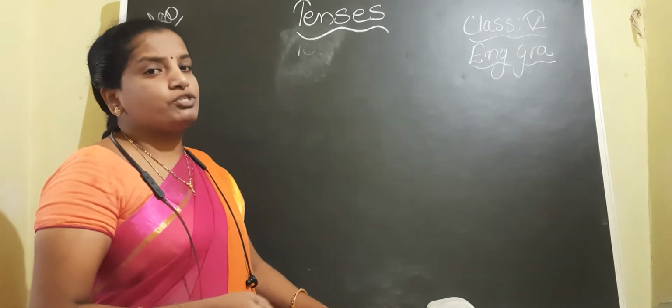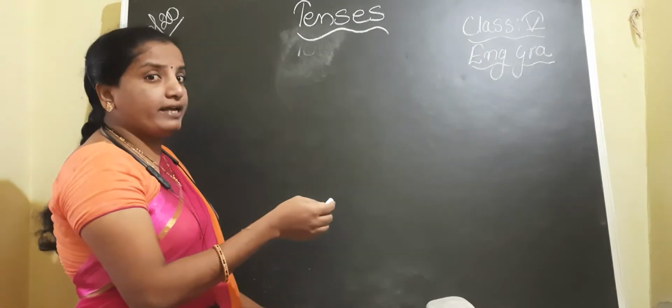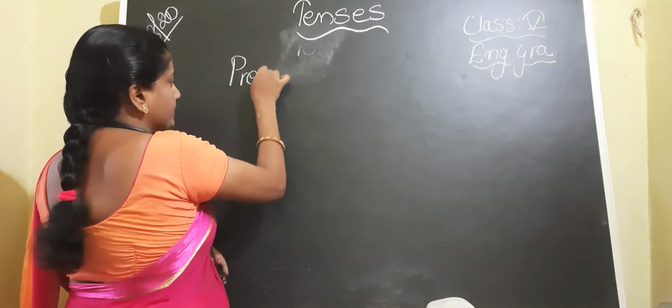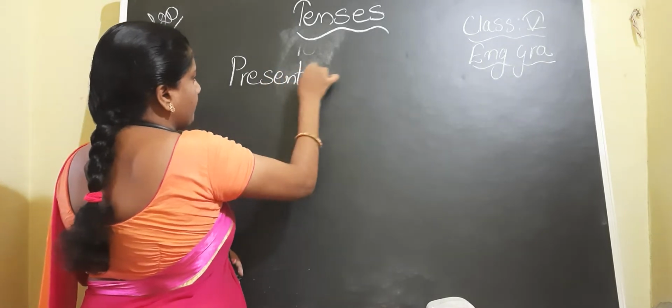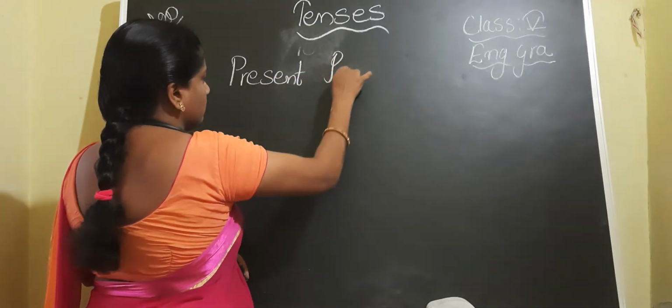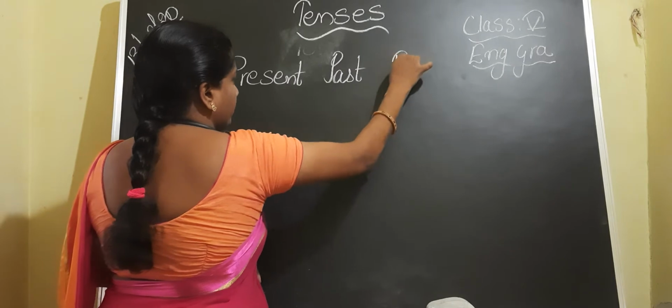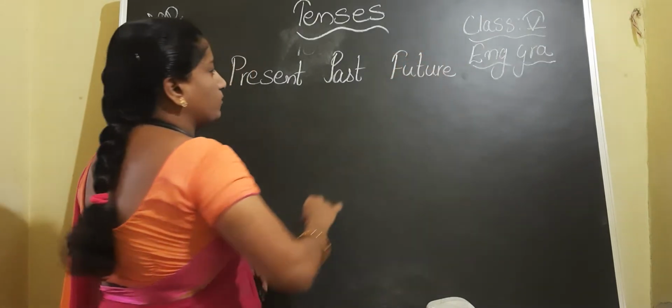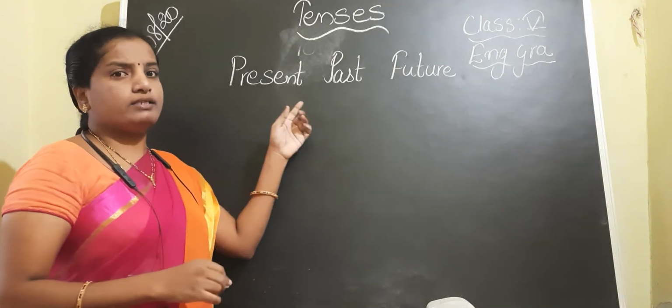According to the time, children, we have divided the tense into three parts. What are they, children? Present, past, future. According to the time, we have divided the tense into three parts: present, past, future.